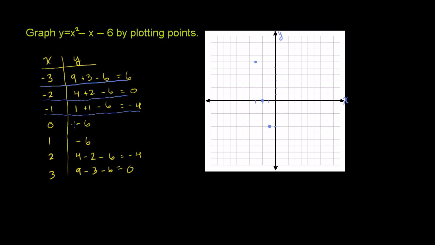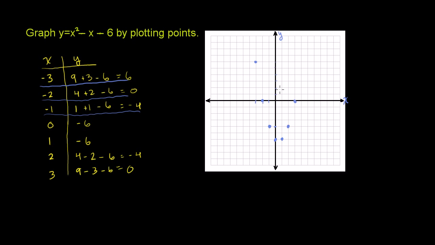Then we have 0, -6. X is 0, y is -6. So it's that point right there. Then we have 1, -6. So x is 1, y is -6. And then what do we have? We have 2, -4. So x is 2, y is -4. And x is 3, y is 0.